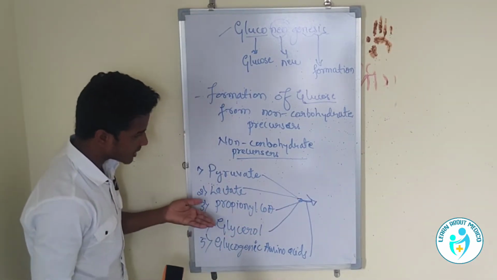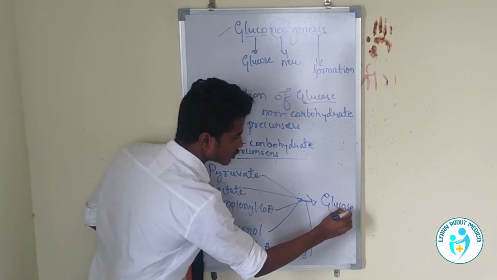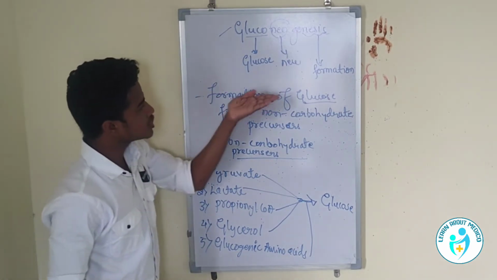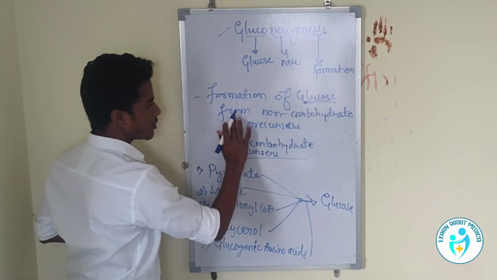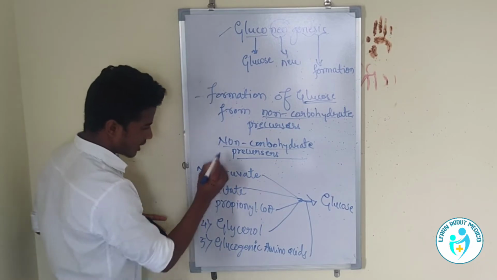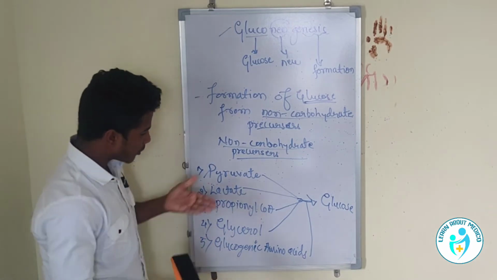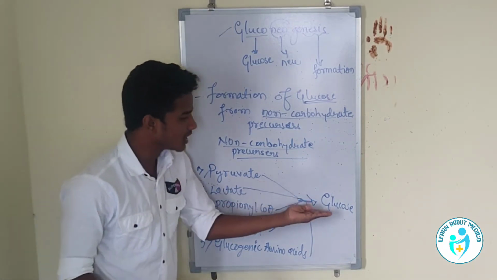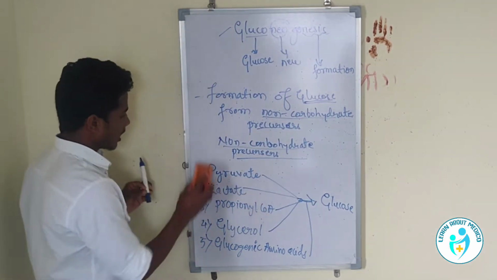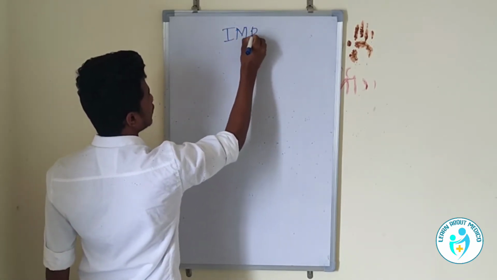From these non-carbohydrate precursors, we are going to form glucose. This is nothing but gluconeogenesis: the formation of glucose from non-carbohydrate precursors, that is, pyruvate, lactate, propionyl CoA, glycerol, and glucogenic amino acids. This process is called gluconeogenesis. After this, we move on to the important points to remember about gluconeogenesis.